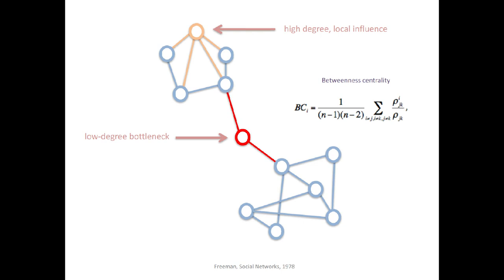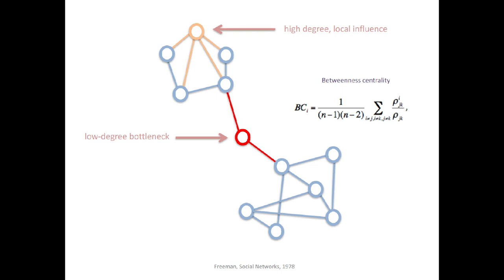And it's basically expressed as the proportion of shortest paths, rho_jk, where j and k are any two nodes that don't involve i. So rho is the shortest path between j and k. It's the proportion of shortest paths between j and k that pass through node i, over the total number of shortest paths between j and k.